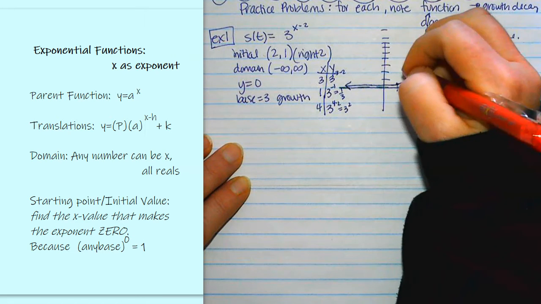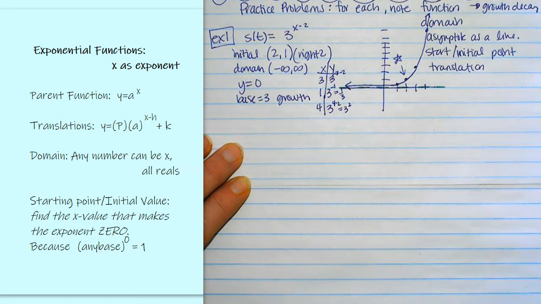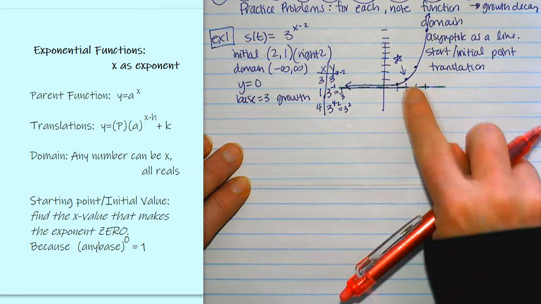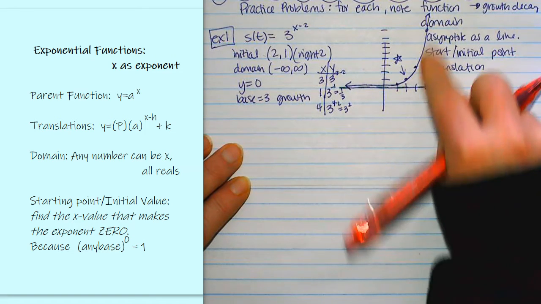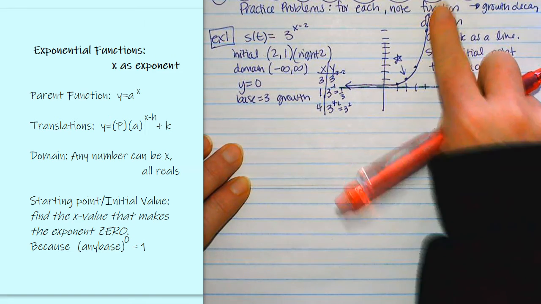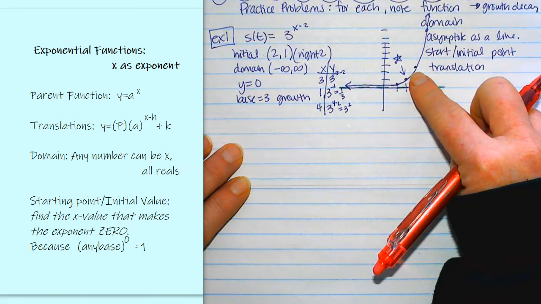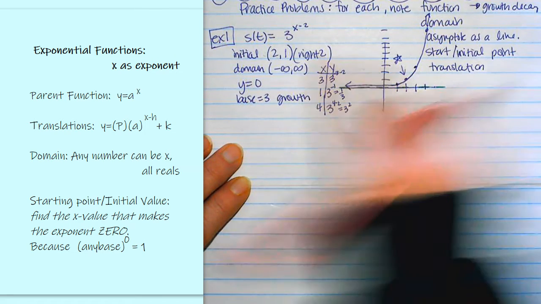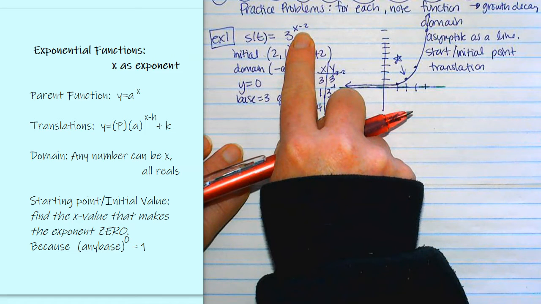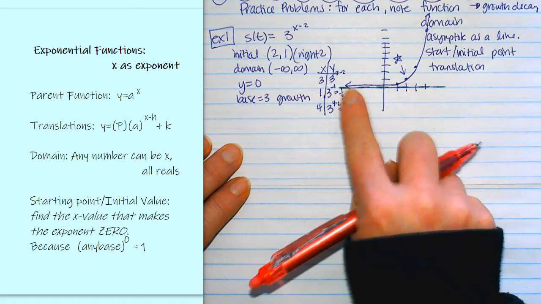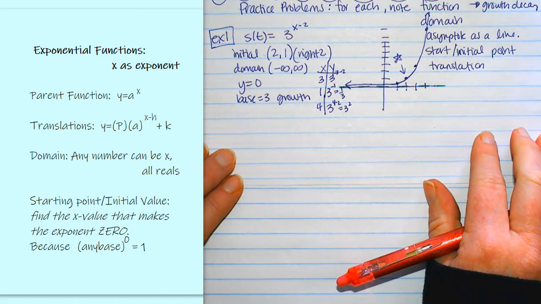You need to have this point. This is your starting point. You must find the value that makes the power or the exponent 0. That's the place where it changes from really slow growth to exponential growth. Now you're actually multiplying by 3, by 3, by 3, and it grows really quickly. So this one has a base of 3. It has a shift of right 2, and then standard exponential growth there.